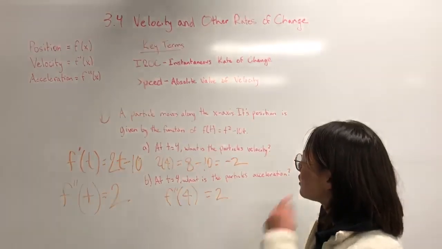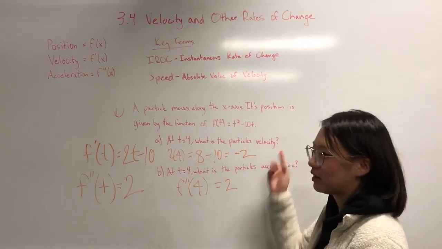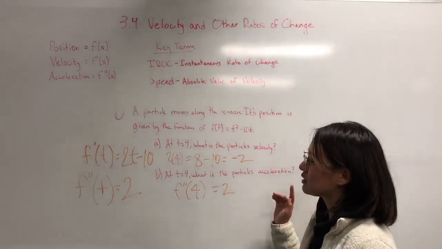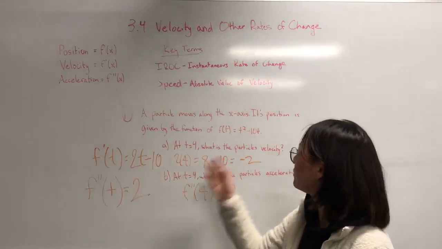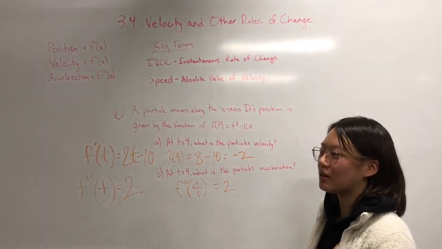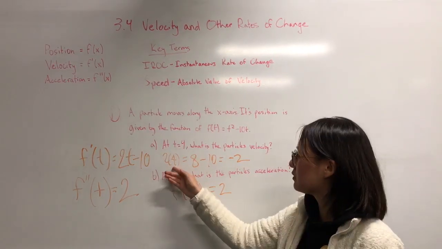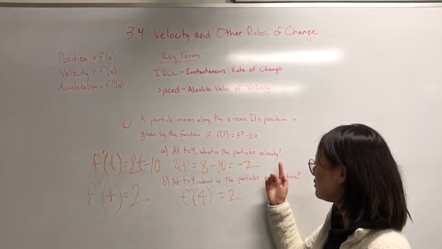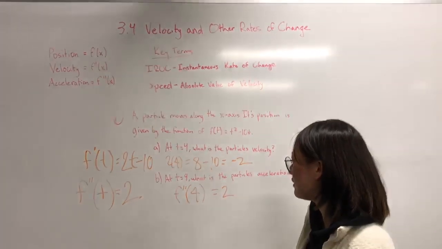Alright, so the first example problem gives you the position equation because it's just f of t. The position equation is t squared minus 10t, and in part A it asks you for the velocity. The velocity is the first derivative of a function, and the first derivative of t squared minus 10t is 2t minus 10, and then it asks what it is at t equals 4. So you substitute 4 in, and 2 times 4 is 8, and then minus 10 is negative 2. So that means that at t equals 4, the particle's velocity is negative 2.